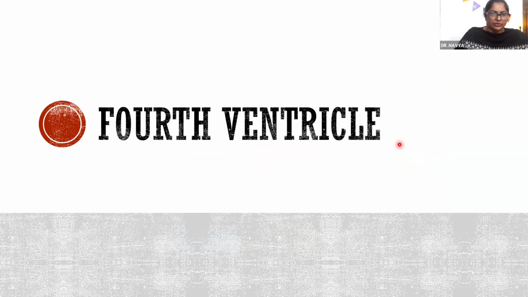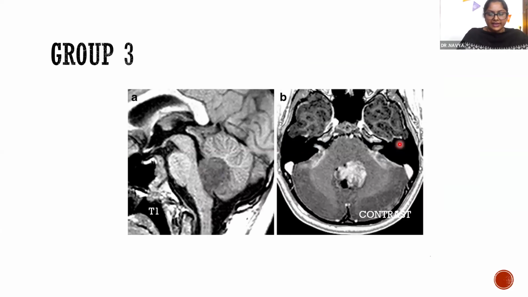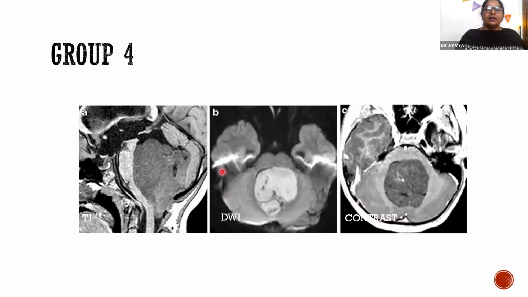And next, the fourth ventricle. Usually, for a fourth ventricle tumor, initially I would think of an MB, and less commonly an EP. In MBs, usually group 3 and group 4, which I said are of poor prognosis. Group 3, see here, it's just ready to cause the hydrocephalus. It's already getting in there. The same here, it's just obstructed in the entire contrast image.